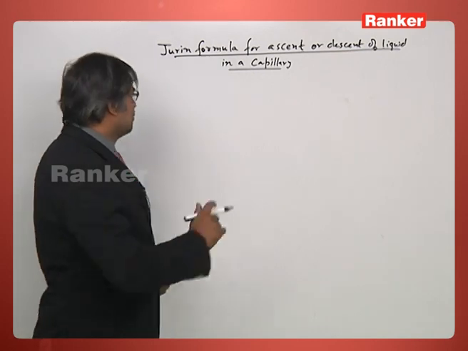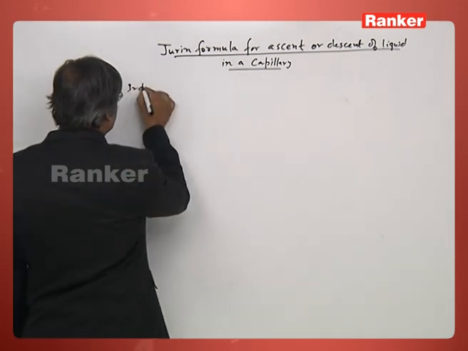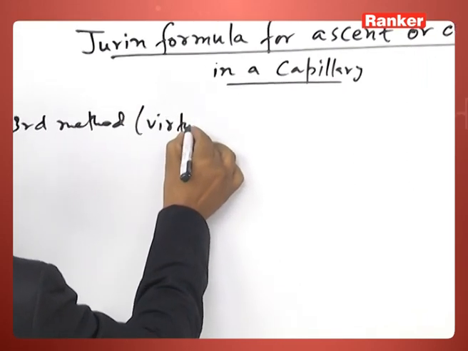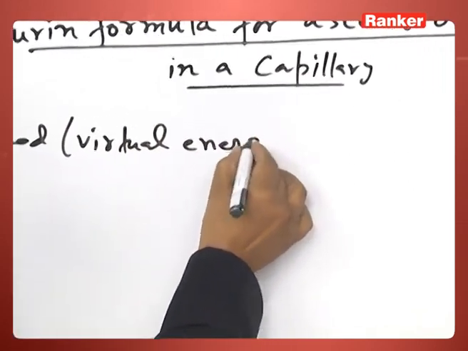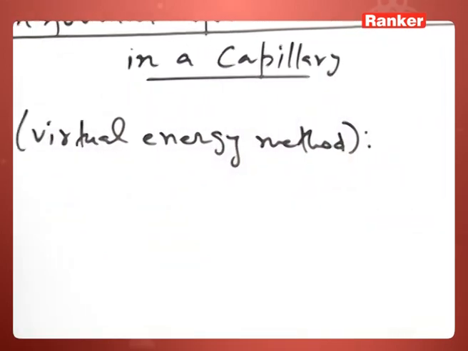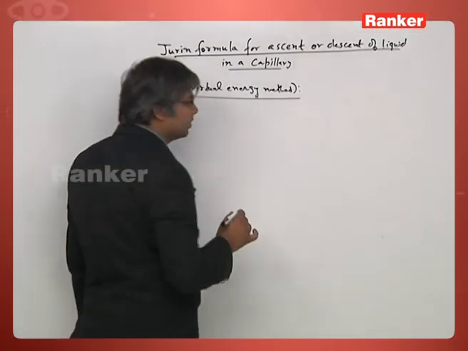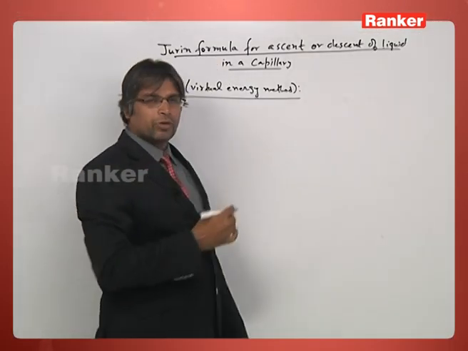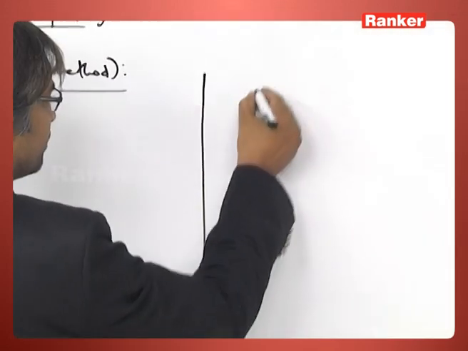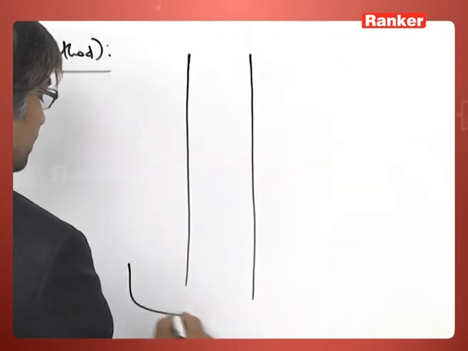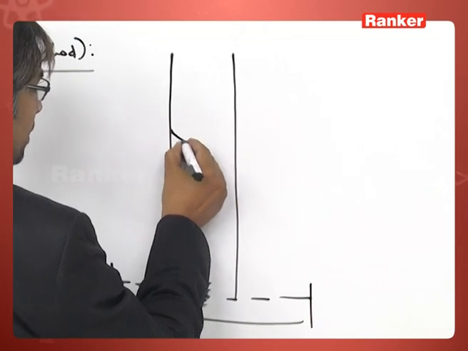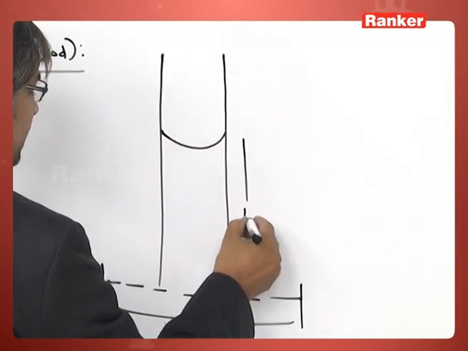Now, let us come to the third method, that is the virtual energy method. This is somewhat an important method where we talk about the energy of the system also. This is our liquid and this is the adjacent layer, and you see the liquid in the capillary has risen to a height of h dash.